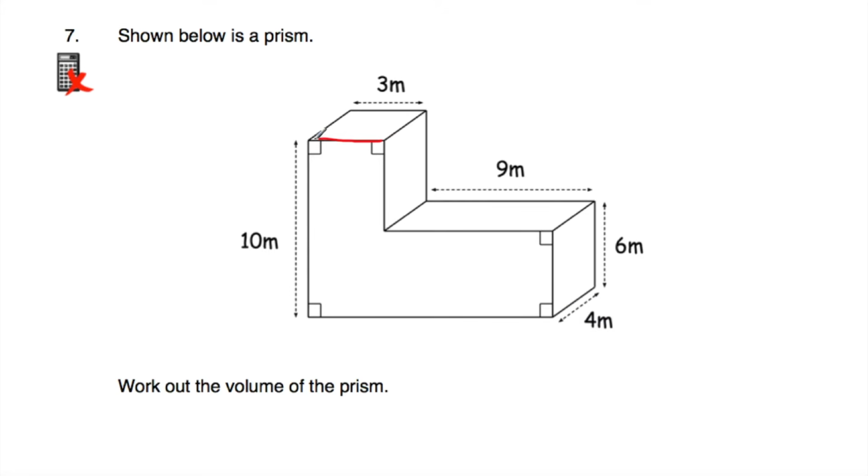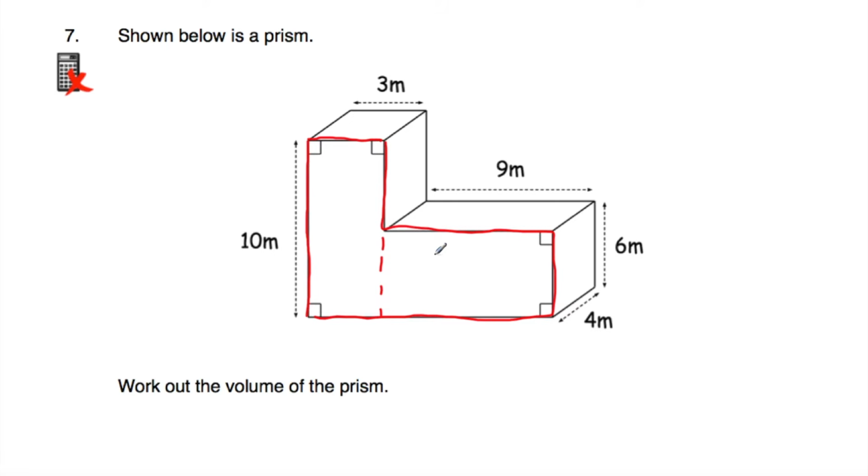So we want to find the area of this cross section here, this L shape. So what I'm going to do is I'm going to cut this L shape into 2 rectangles. So I'm going to cut it down this way. So we've got this rectangle here and this rectangle here, and if we find the area of both of these rectangles, we can add them together to get the area of the cross section of the prism.